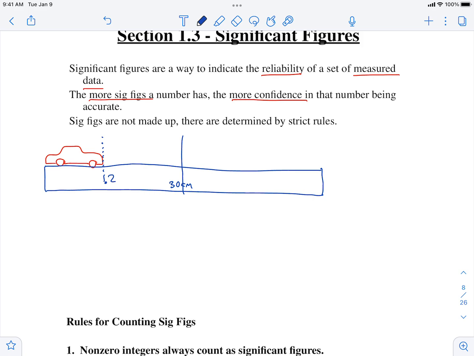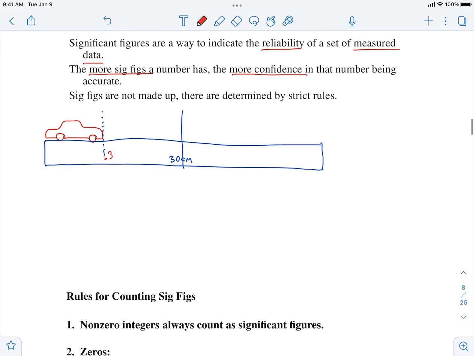So we would call this 0.2. I should use a different color here. 0.25. But here's the problem. Since I have no lines, I cannot estimate that 5. So we have to call this either 0.2 or 0.3. So let's just call this 0.3. We think it's 0.3. Okay?